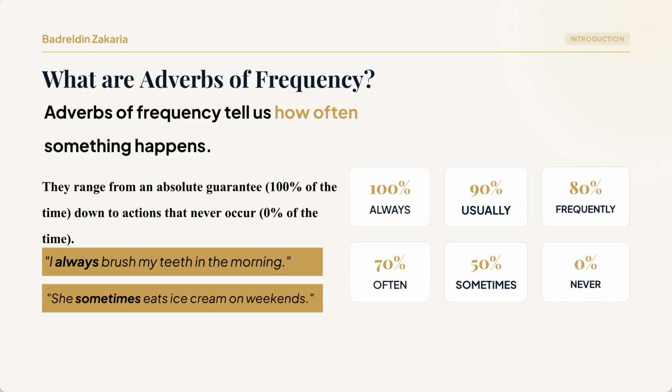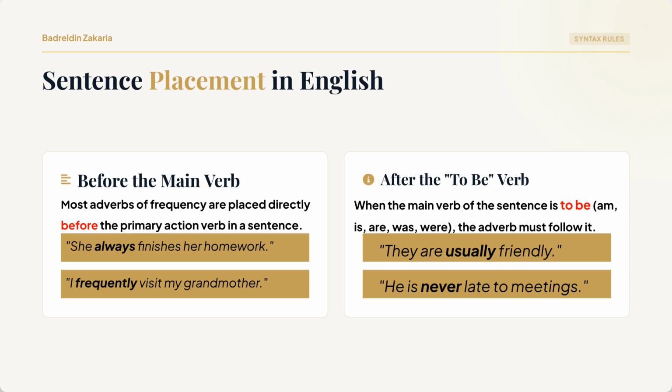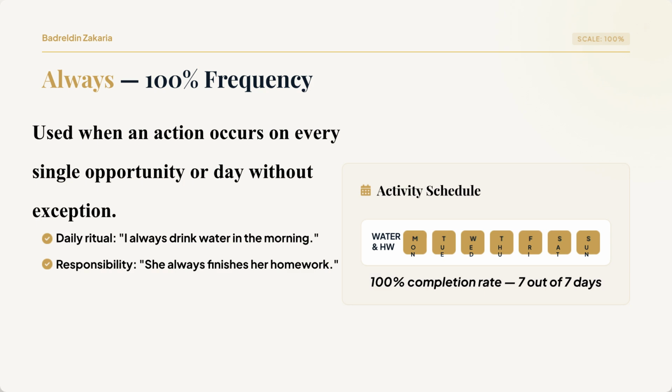Adverbs of frequency tell us how often something happens. They range from 100%, like always, down to 0%, or never. Placement matters in English. Generally, place these adverbs before the main verb, but after the verb to be, such as is or are. Always represents 100% frequency.